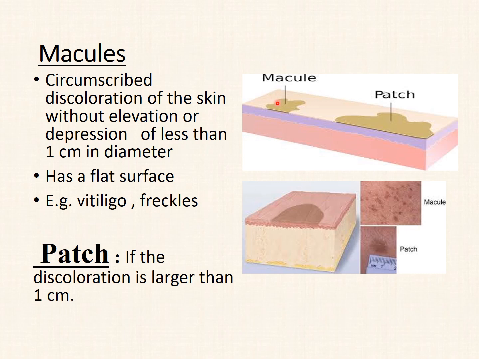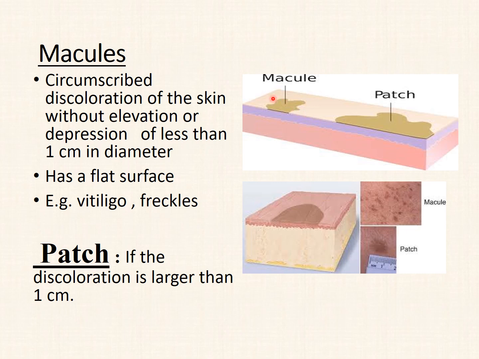Macules are circumscribed discolorations of the skin without elevation or depression, less than 1 cm in diameter. It has a flat surface, not elevated from the skin surface. For example, vitiligo and freckles are macules. And patch is a little bigger. If the discoloration is larger than 1 cm, this macula is named patch. In this picture, we can see small macules like freckles, and here a little bigger, named patch, more than 1 cm in diameter.